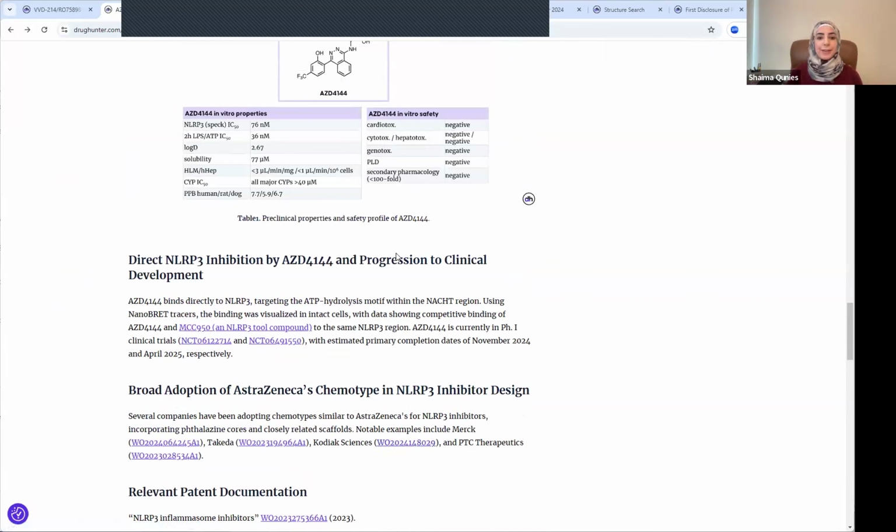And we have observed that AstraZeneca was one of the first companies to diverge from the hexahydroindazine. And the interesting thing is that there were companies doing similar scaffolds. When I did a patent search on SciFinder, I found that Merck, Takeda, Kodiak Sciences, and PTC Therapeutics also started to work on phthalazine derivatives as NLRP3 inhibitors. So we always make sure to go beyond what was only presented at the conference by providing everything the reader needs to know about that particular topic.